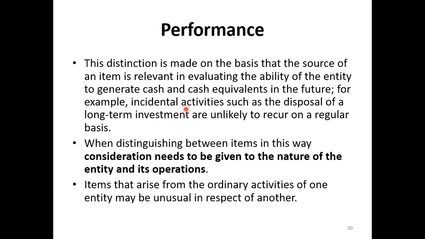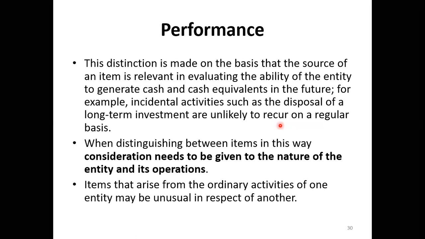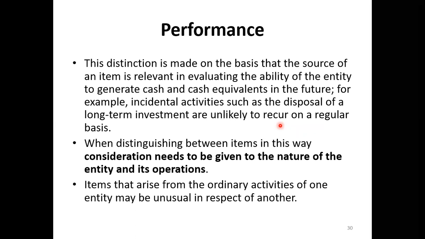For example, incidental activities such as disposal of a long-term investment are unlikely to recur on a regular basis. So as I told you earlier, a sale of property, plant, machineries is not a normal course of business. It's an abnormal activity. So the profit arising from that abnormal business activity should be shown in the income statement separately, because it is not the normal course of business.